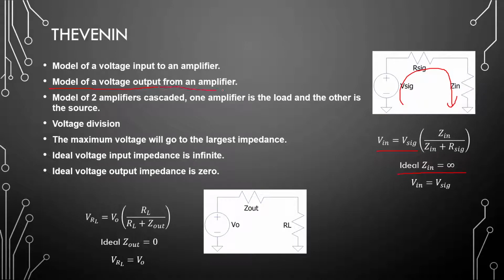Okay, we can also use Thevenin to model the voltage output from an amplifier. So you have your voltage source, you have output impedance of your amplifier, and the moment that you add a load, the gain typically drops, and that is because we have this voltage division going on here. If you measure with an infinite load right here at the output, you will measure actually V out. Right, same with when Z out is 0.